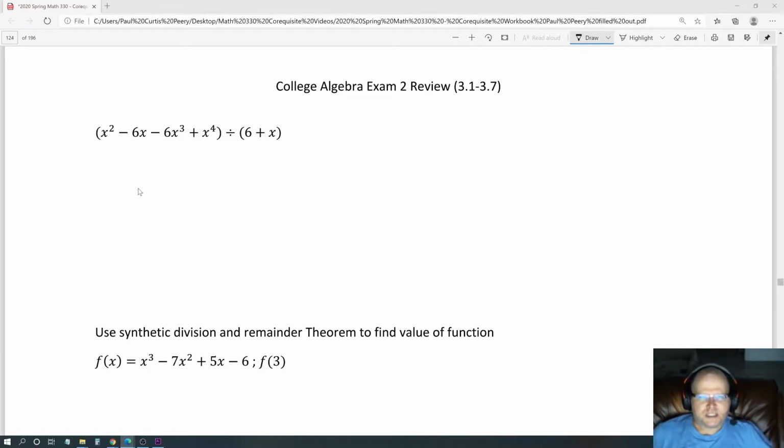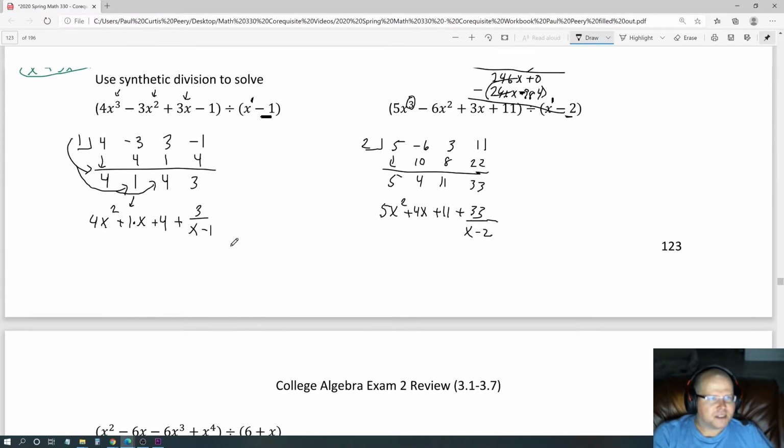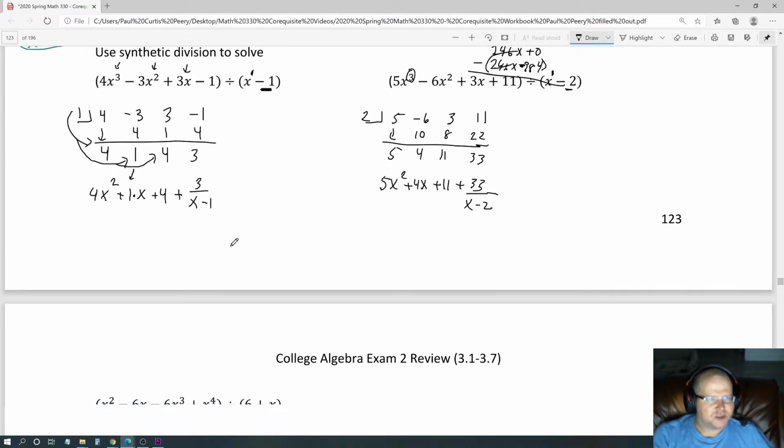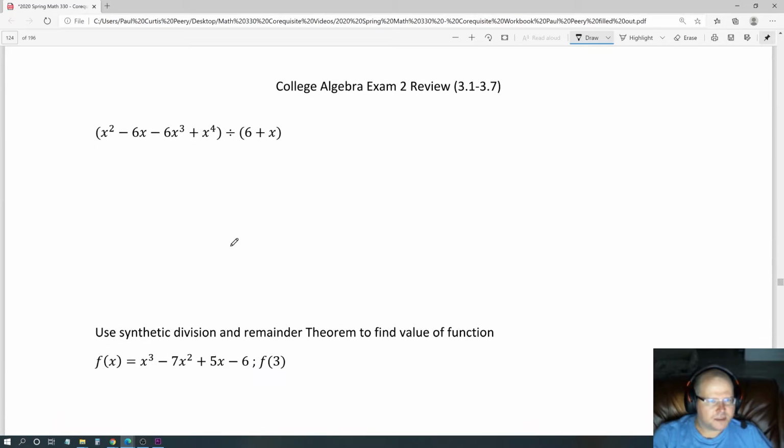College Algebra Exam 2 review. All right, so we are going to follow the instructions from the previous page, which talked about synthetic division, right? So right there it says use synthetic division to solve. Okay, cool. So that's what we're going to do.